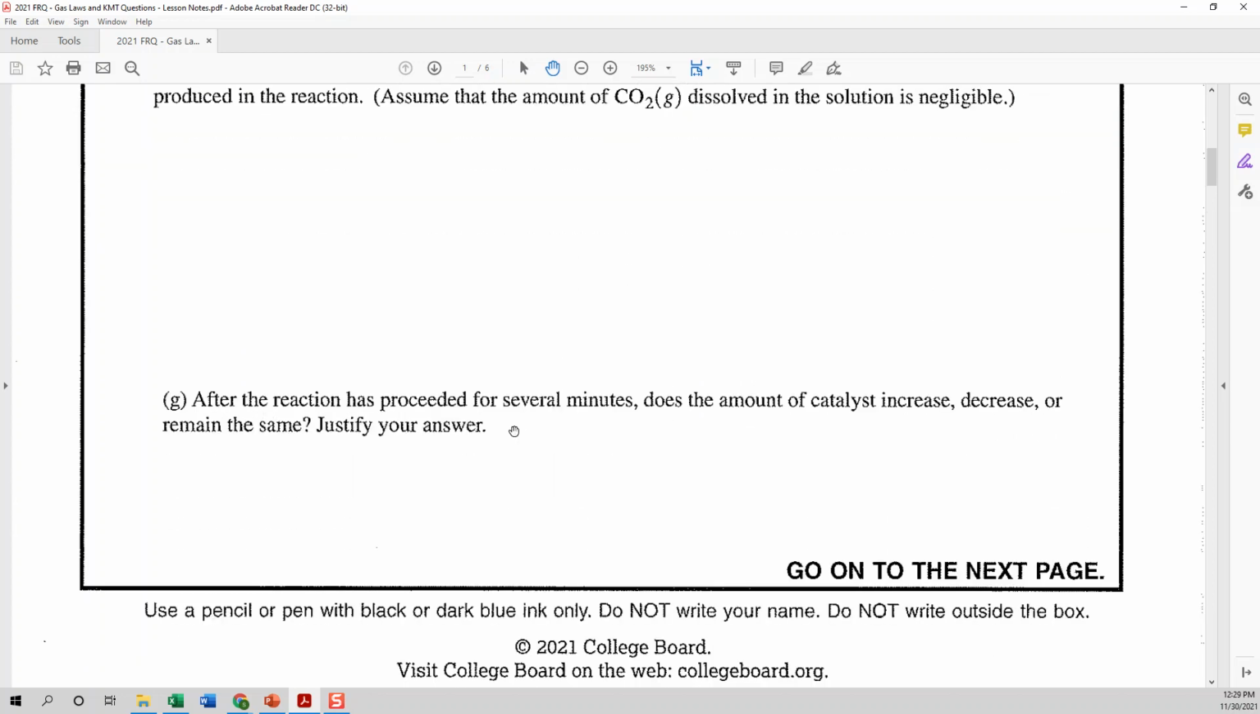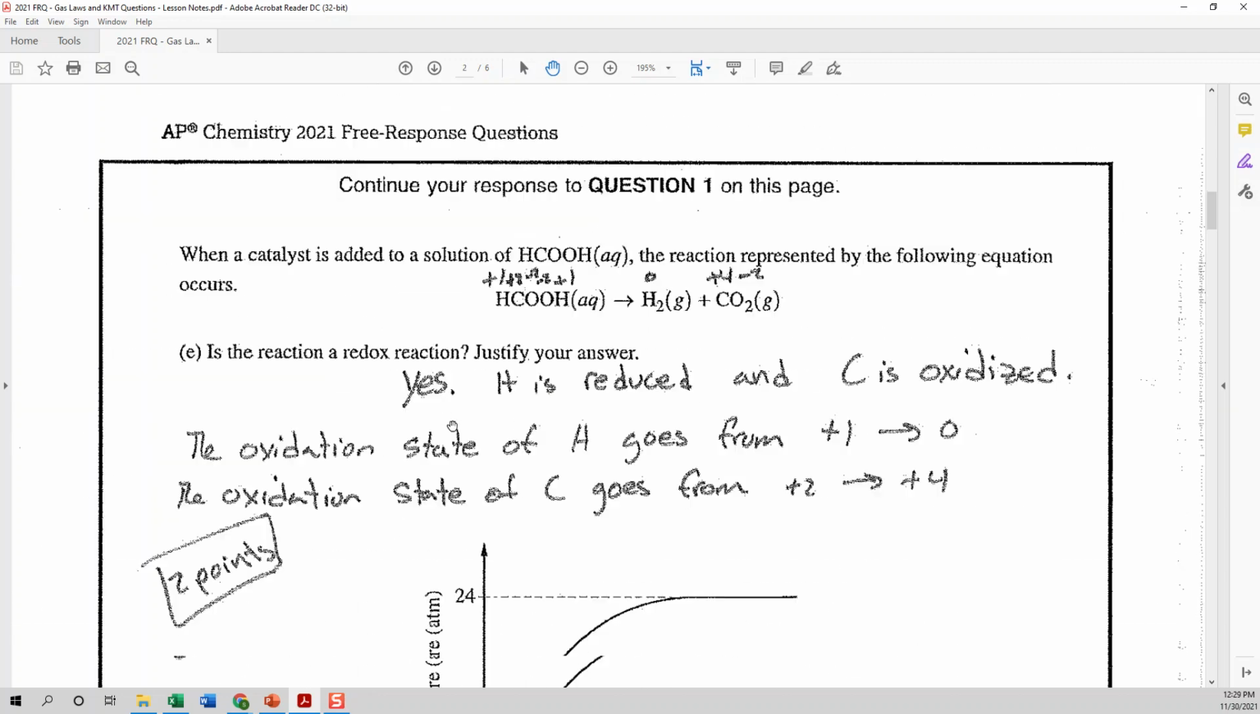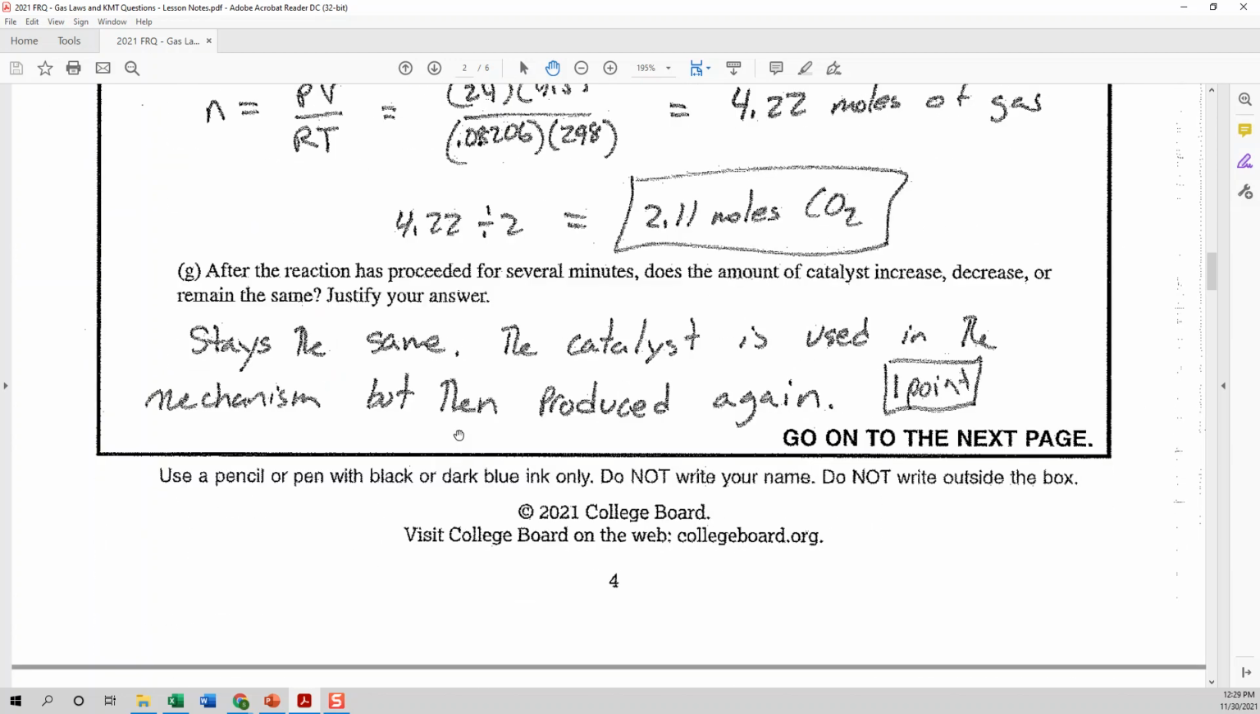Now, G is something we'll learn about in Unit 7, what a catalyst does, but a catalyst increases the reaction but is unchanged. So the answer to G would be after the reaction proceeds for several minutes, does the amount of catalyst increase, decrease, or remain the same? Justify your answer. It stays the same because the catalyst gets used, but then it gets produced again in the reaction mechanism. This is something, again, we'll learn about in Unit 7. So that one you wouldn't be responsible for just yet, okay?